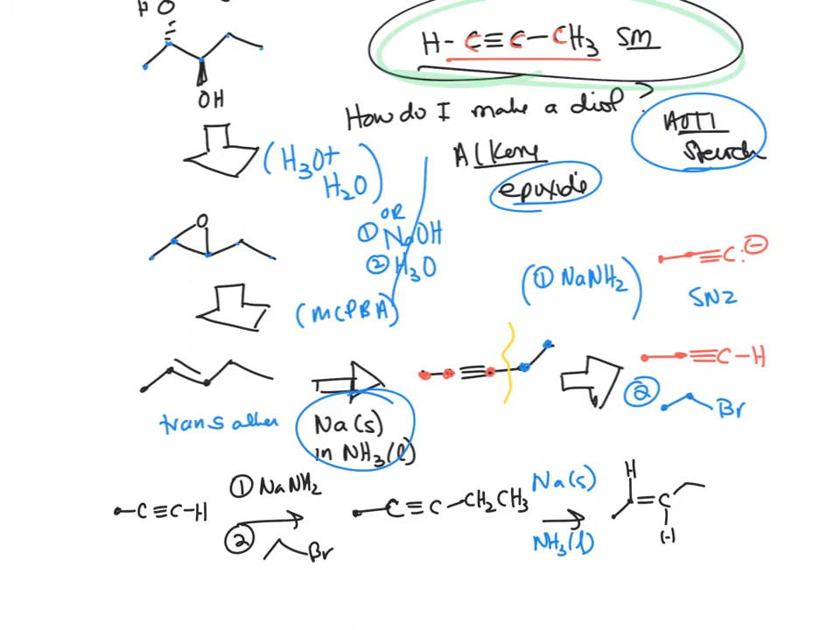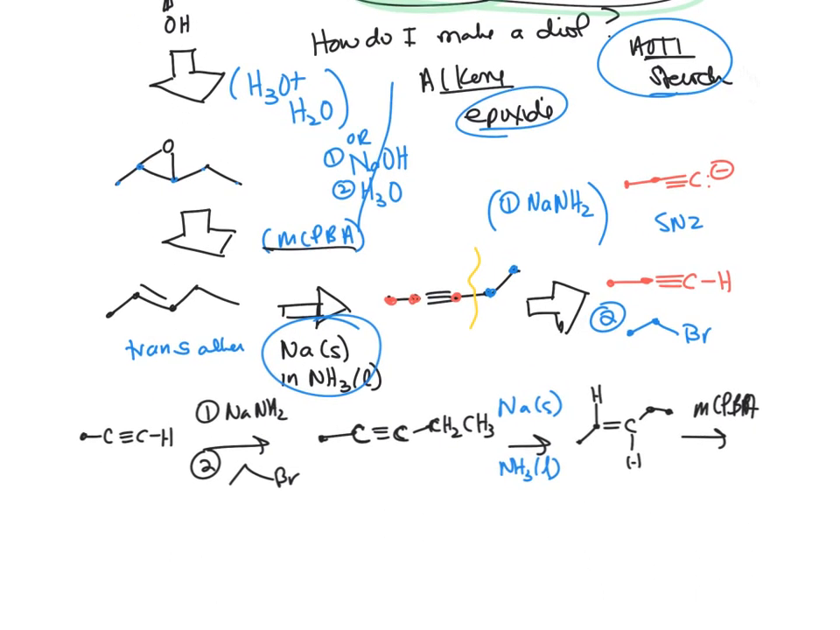Count your carbons. 1, 2, 3, 4, 5. All right, and then the next thing you do is you want to make the epoxide. So MCPBA. And that's going to make your epoxide. And we keep our stereochemistry. Notice that we have a trans here. 1, 2, 3, 4, 5.